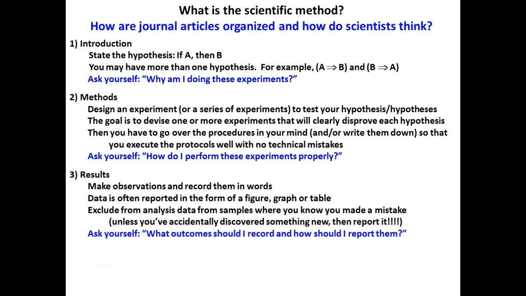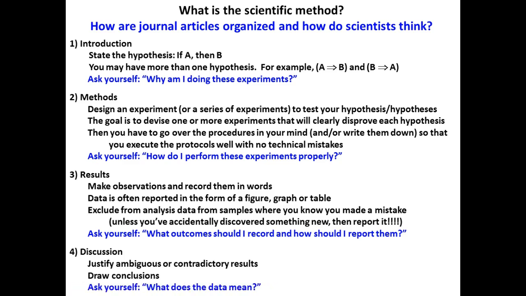So what outcomes should I record, and how should I report them? And then in the discussion, we justify any ambiguous or contradictory results, which you may have to do for your unknowns, and we draw conclusions. So what does this mean? What does this observation, what does this result mean?